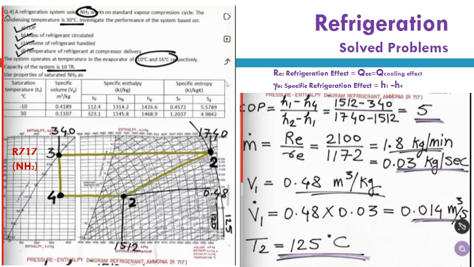Finally, from this chart we can get the corresponding discharge temperature, which is the maximum temperature recorded or observed in this cycle at the discharge of the compressor, equal to 125 degrees Celsius, as can be seen on this pH diagram attached to the solution.